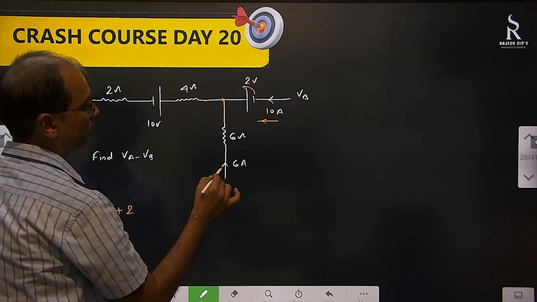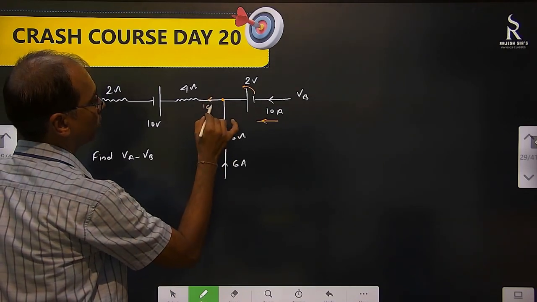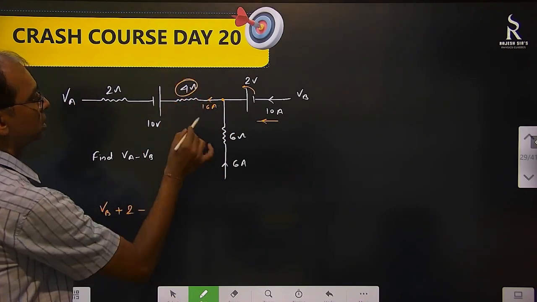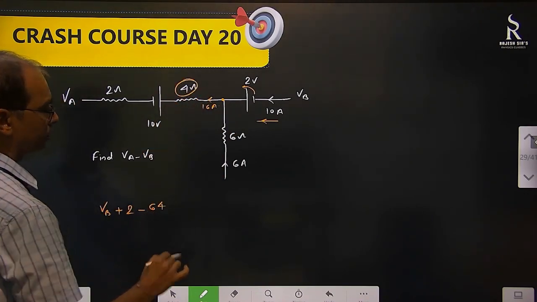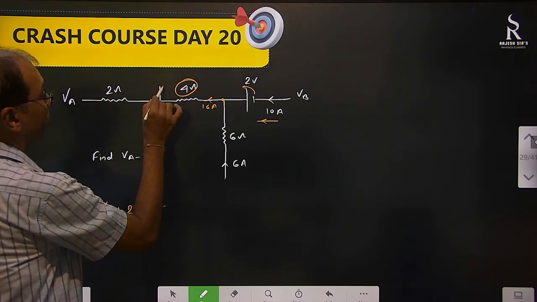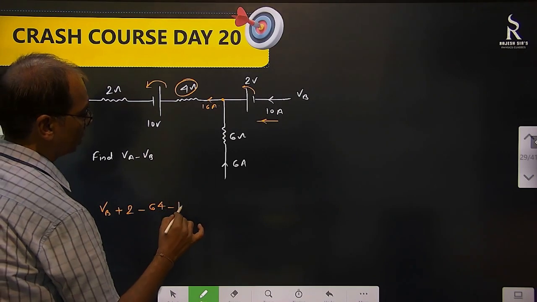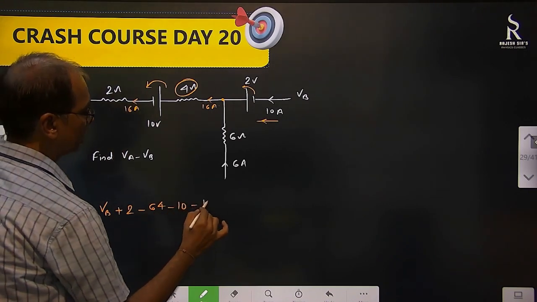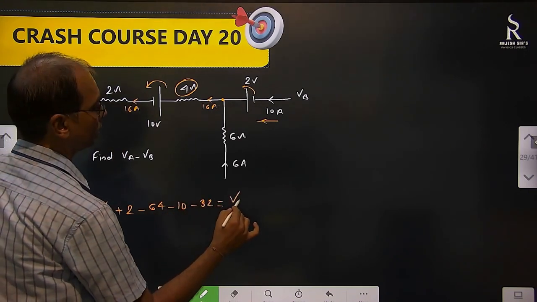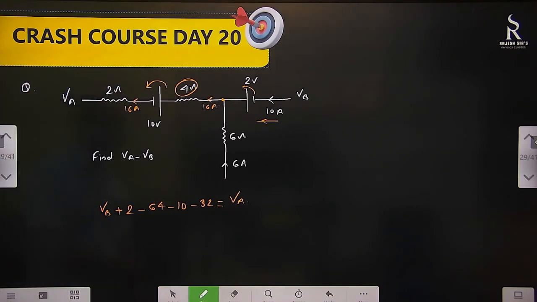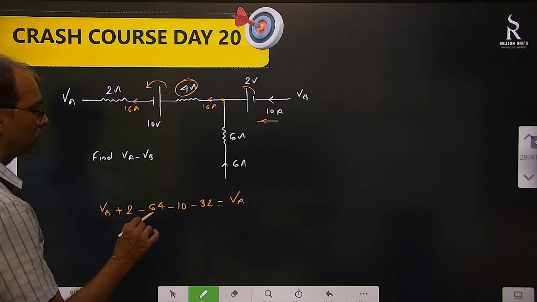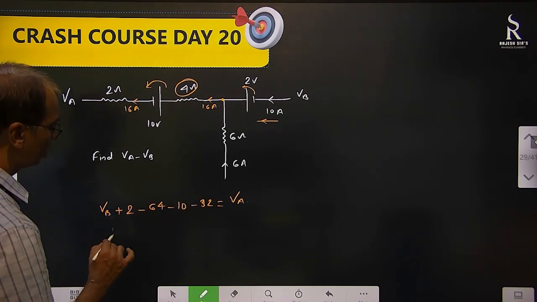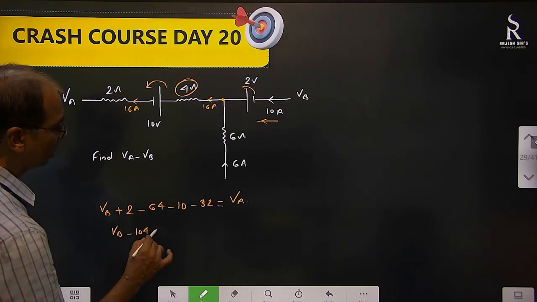This is the junction. So from here 6 ampere is coming. So here current is 16, remember. Now you are going in the direction of current through this resistance. So minus 16 into 4, that is 64. Then battery higher to lower, minus 10. Then again here 16 ampere current. So minus 16 into 2, that is 32, equal to VA. Okay, so what we are getting? 64, 32, 96, 106. Minus 106 plus 2, minus 104. So VB minus 104 equal to VA.